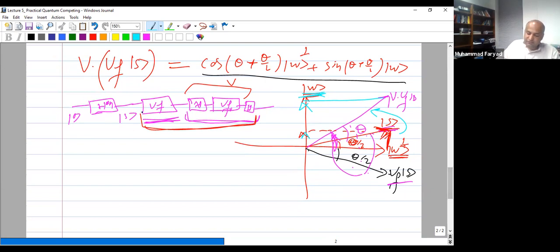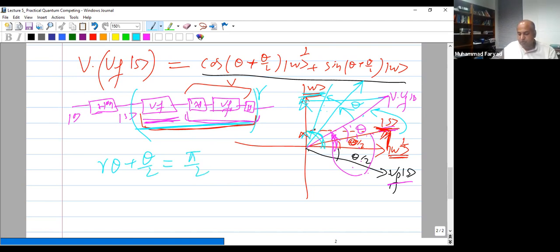So it means that if we keep repeating this step, if instead of applying this one time, let's say I apply it R times, each time it rotates a little bit more towards the solution. In the next cycle, it will go here and add another angle theta. You can work it out. So slowly we will reach close to this axis. So we need to apply this combined circuit R times such that R theta plus theta by 2 is pi by 2, because this angle is pi by 2. So we want the state to rotate to this W state.